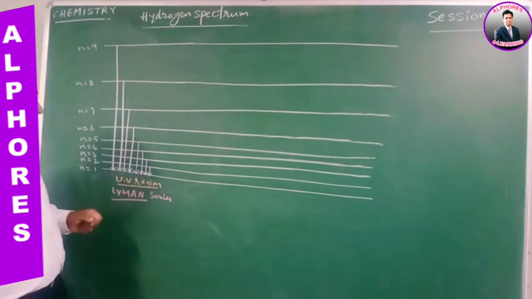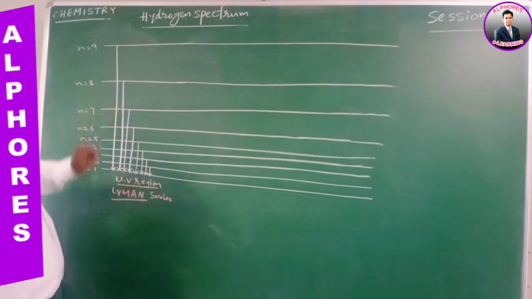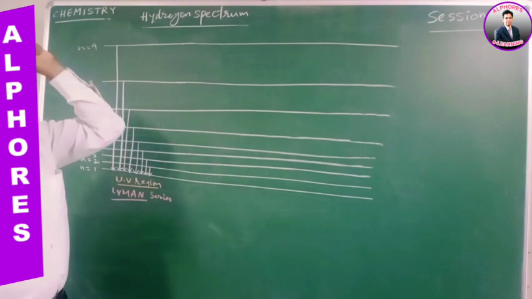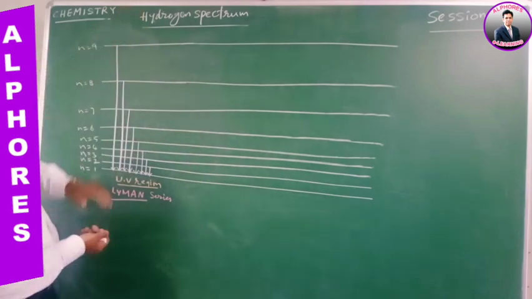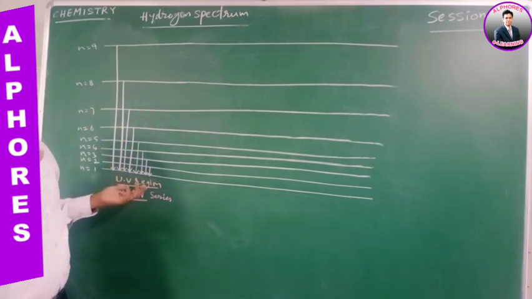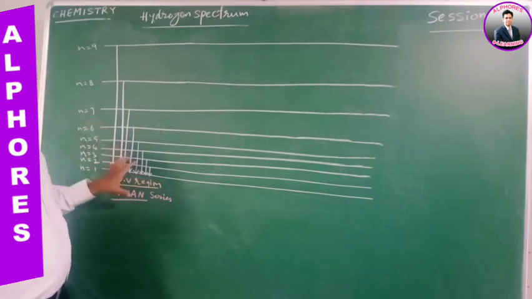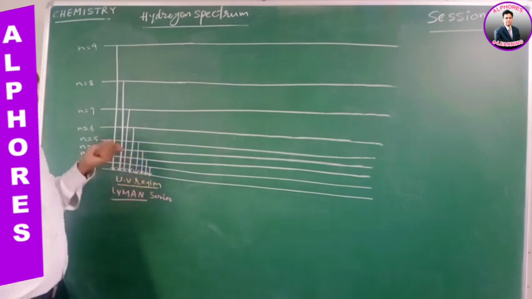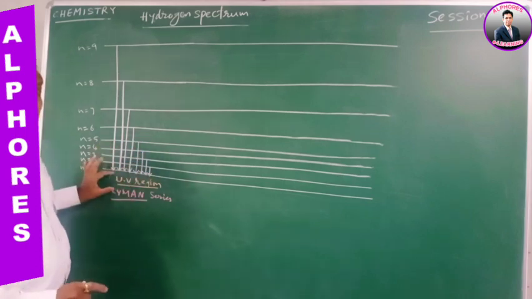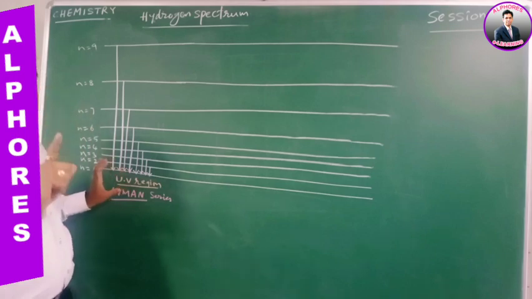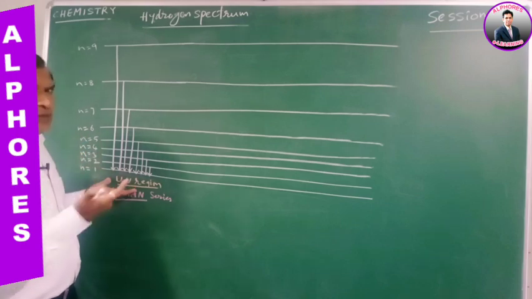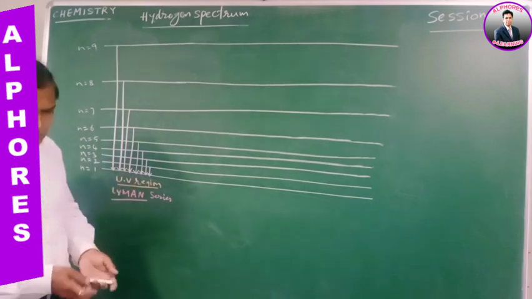Okay, once again, when excited electrons make a transition from higher energy levels to n equals 1, the emission radiation of the corresponding spectral line is observed in the ultraviolet region of the hydrogen atomic spectra. The region is to be underlined. The series of spectral lines is named the Lyman series. Done. It is very simple.